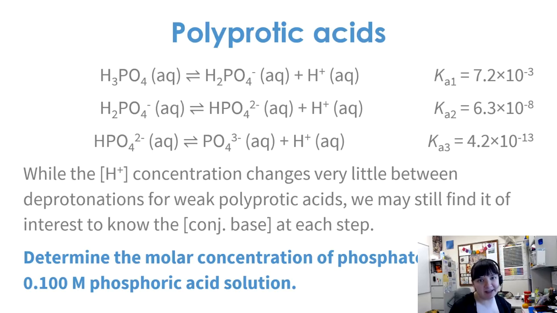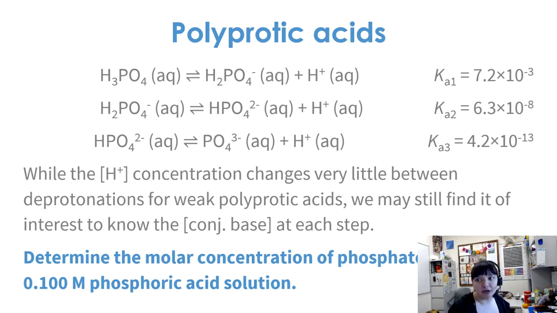So let's consider an example right here where I ask you to determine the molar concentration of phosphate ions in a 0.100 molar phosphoric acid solution. So we're starting with H3PO4. We want to find out what the equilibrium concentration is for the PO4 3 minus, that is the phosphate. So that's the very last conjugate base out of these three equilibria.